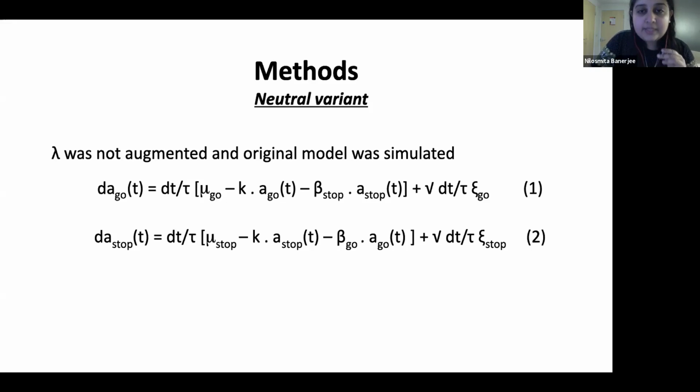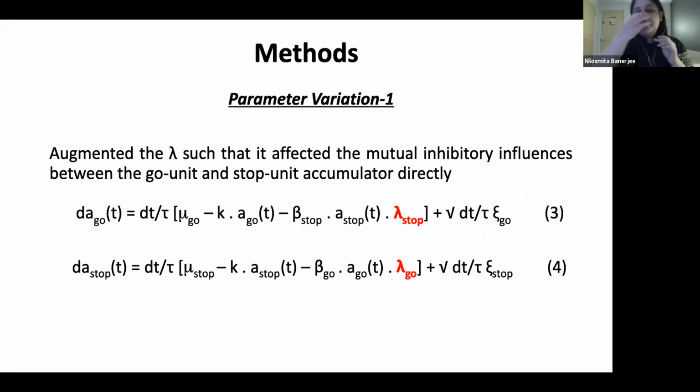We do have model schematics in the further slides that will make this more clear. So this was the parameter variation 1. We call this model 1. We augmented the lambda parameters such that they affected only the interaction part of the model. You can see that the mutual inhibitory interaction between the go unit, which is the disinhibition behavior, and the stop unit, which is the stopping behavior, was affected and biased by the parameter values of lambda stop and lambda go. So this was the first model.